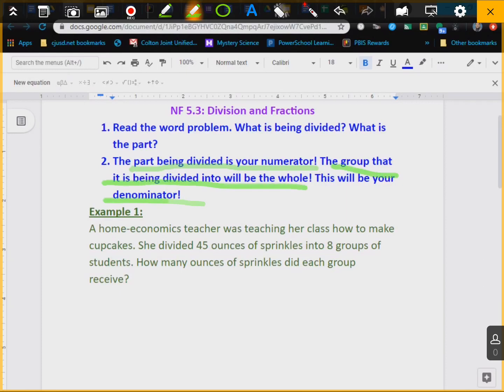Okay, that's really basically all this is. You need to look at the parts that's being divided, that's your numerator, and what it's being divided into, the groups, that's your denominator. Okay, thank you for watching, you guys.